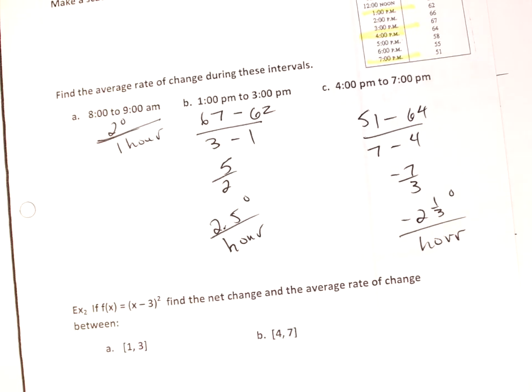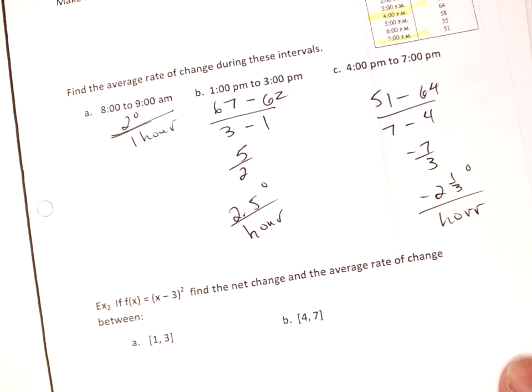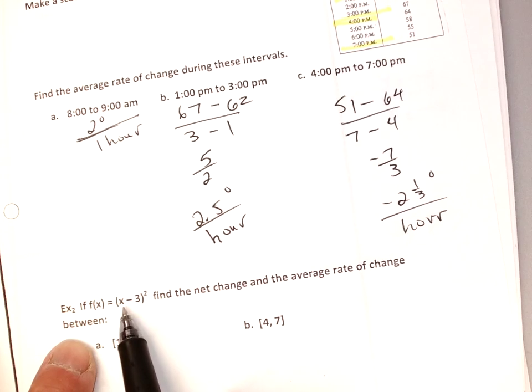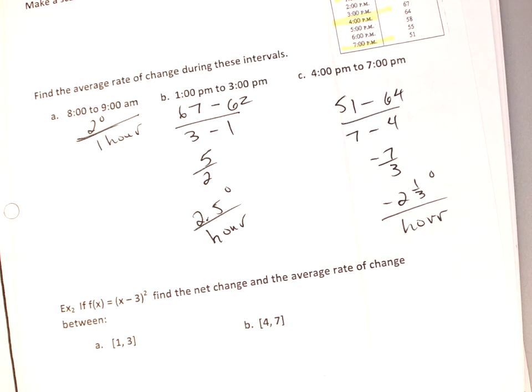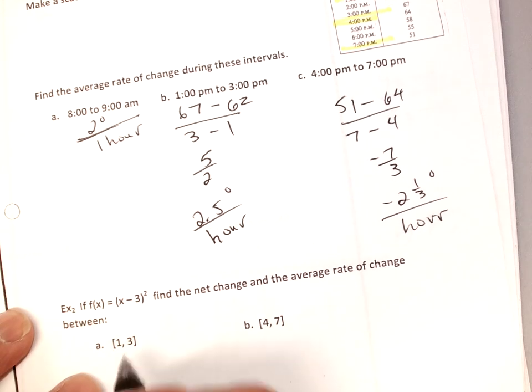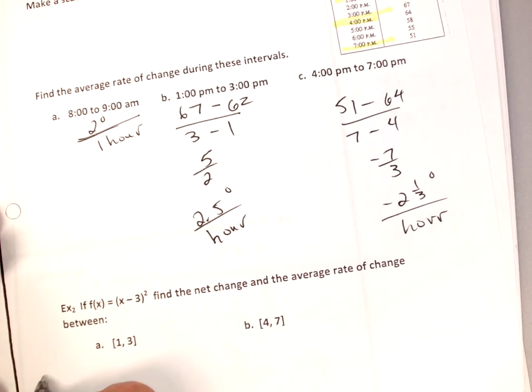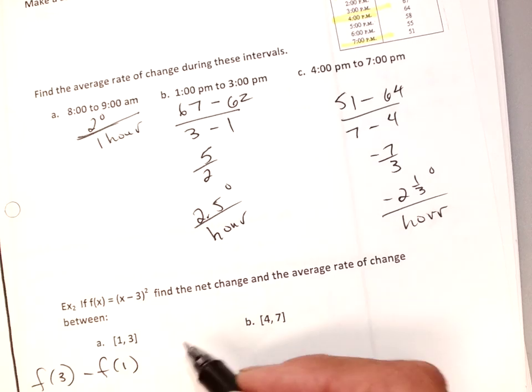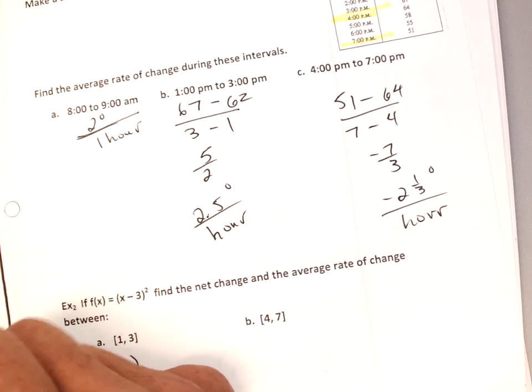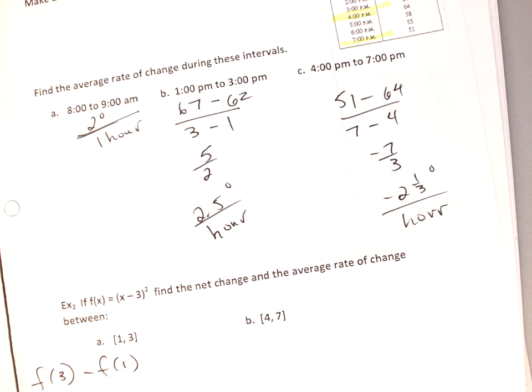All right, so let's look at example 2. f(x) equals (x minus 3) squared. Find the net change and the average change. So the net change is just the change in the y's, right? Between 1 and 3. So let's go f(3) minus f(1). That's going to be my net change, because the net is just the difference in the y's, right?